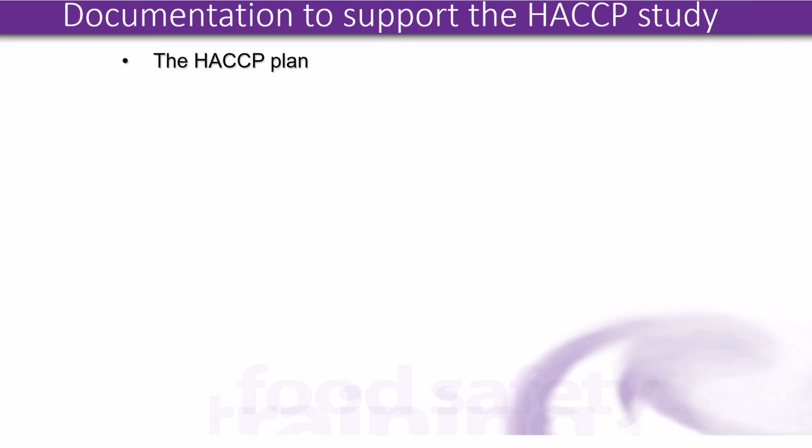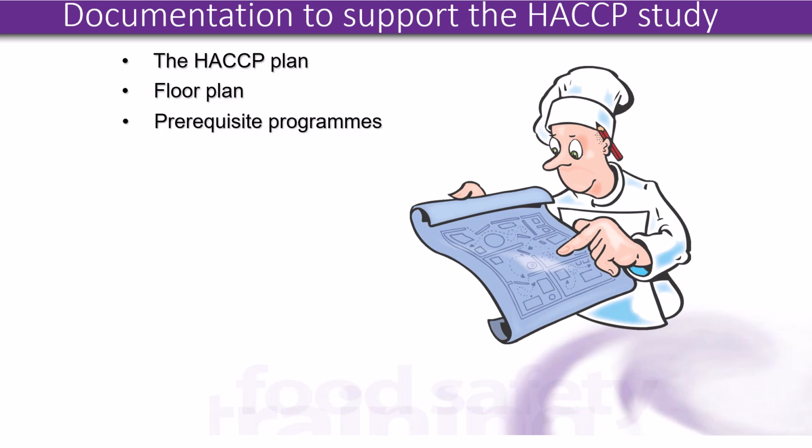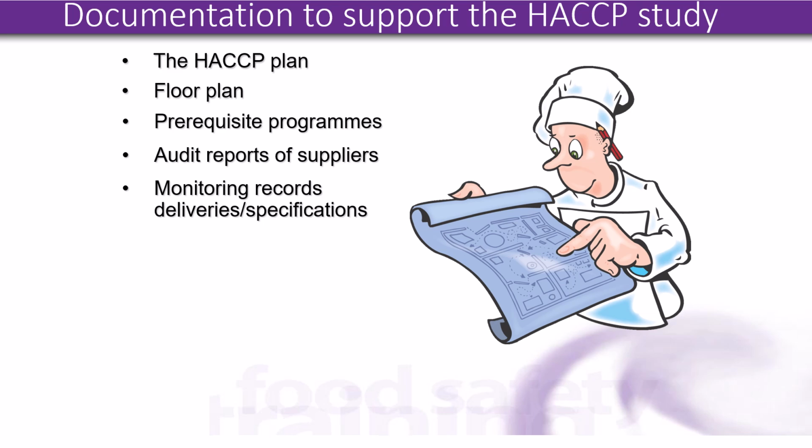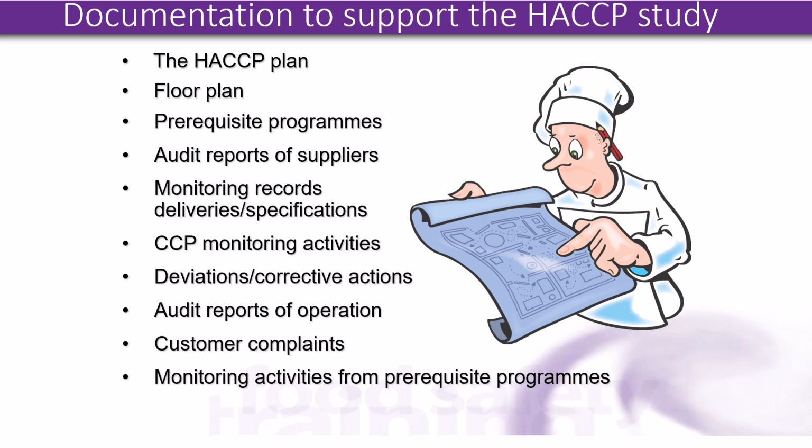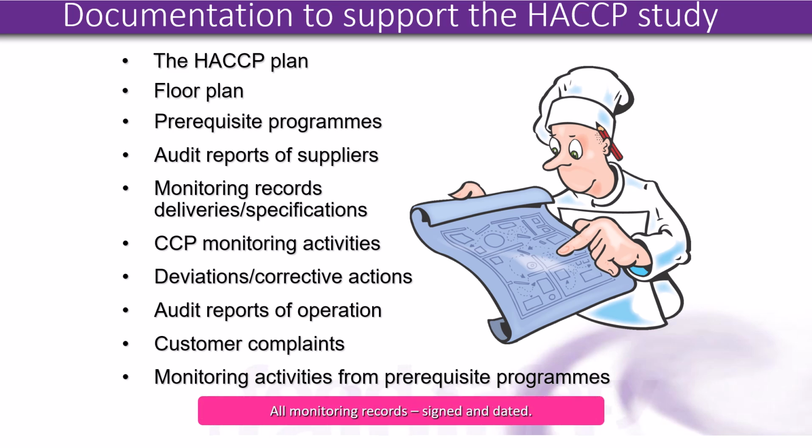Documentation to support the HACCP study includes the HACCP plan, floor plan, prerequisite programs, audit reports of suppliers, monitoring records, deliveries, specifications, CCP monitoring activities, deviations and corrective actions, audit reports of operation, customer complaints, monitoring activities from prerequisite programs, and all monitoring records must be signed and dated.